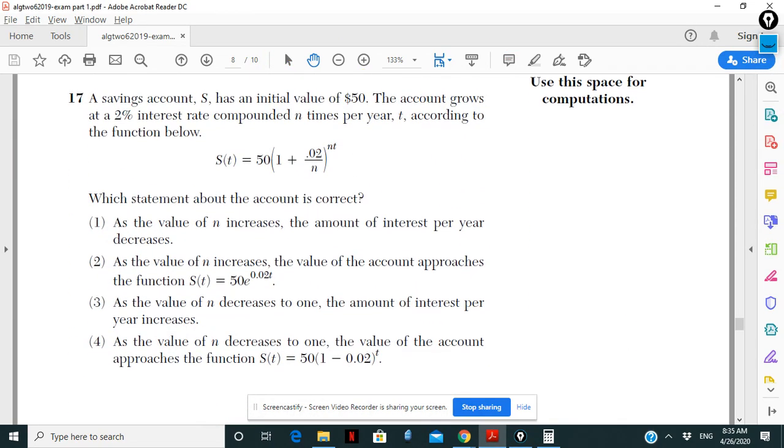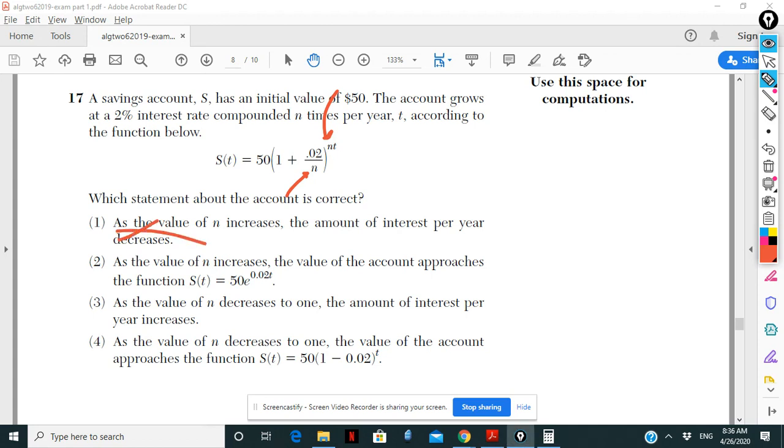Question number 17. Now, a savings account S has an initial value of 50. The account grows at a 2% interest rate compounded n times per year t. According to the function below, which statement is correct? As the value of n increases, the amount of interest per year decreases. Look, actually, when I increase the n, the number is going to decrease, but I'm multiplying the exponent by n, that means it's going to increase. So this one is incorrect.